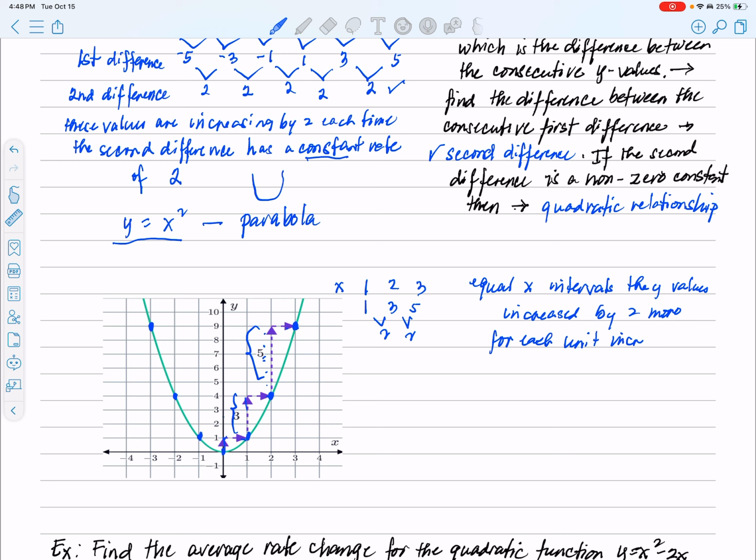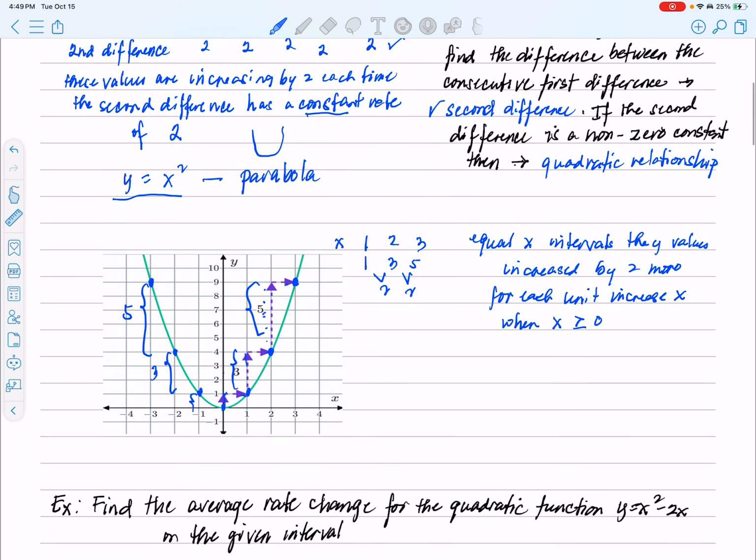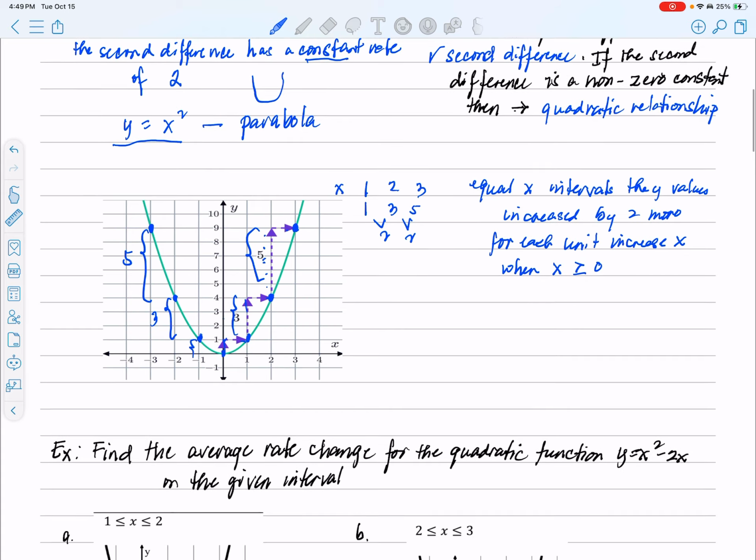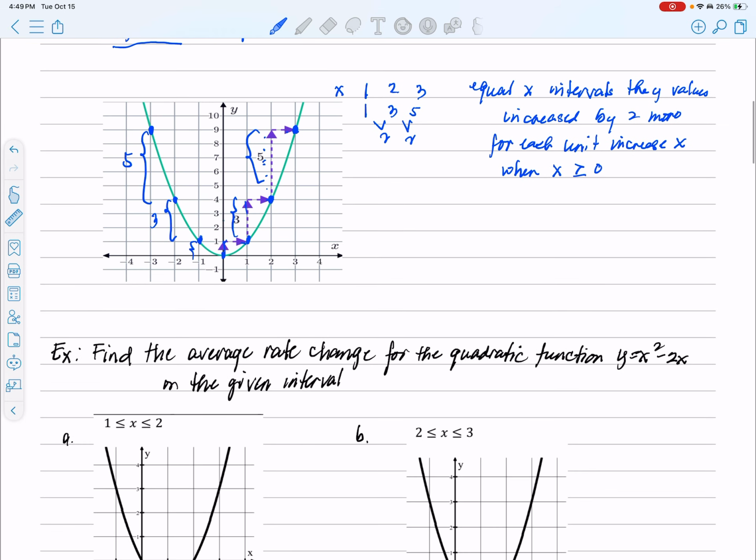Every time we increase in x, same thing here. We have an increase of 1, and then plus 2, we have an increase of 3, and 3 plus 2, we have 5. We increase by 2. So this is when x is greater than or equal to 0. Let's look at this with an example, so we understand more.